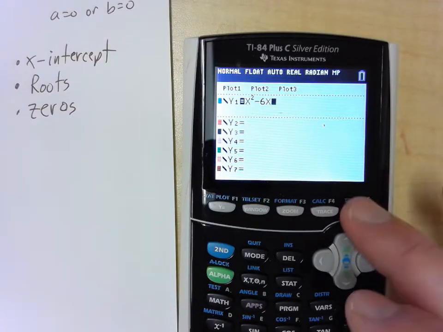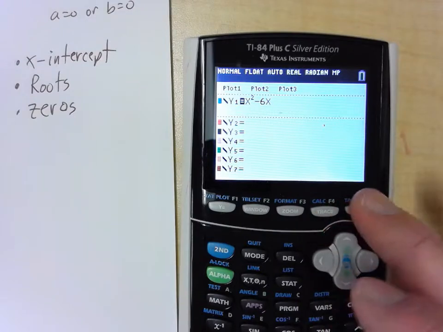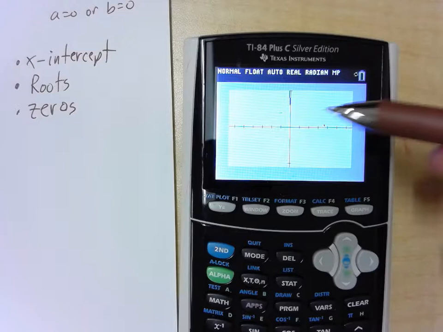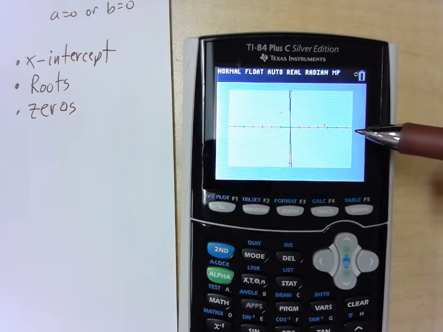I'm not going to see the whole parabola because I don't have 6 on the screen, I don't think. Well, let's look at it. It'll be close. It's going to cross at 0, and then over here at 6. Oh, there's 6 right there. So it crosses at 0 and 6.